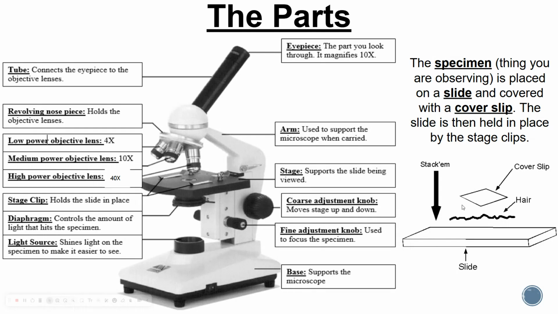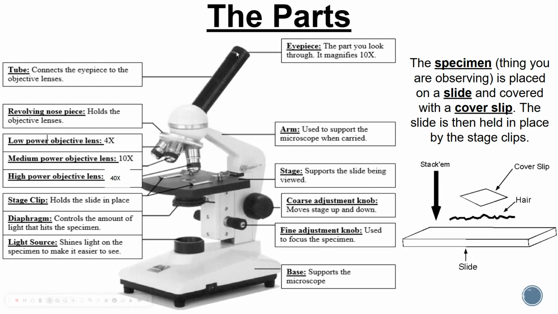So you have your slide, specimen, cover slip, and you would put that on the stage. To make sure the slide stays in place, you would put the slide underneath these stage clips. And these are the stage clips here. And you'd aim to try to get your specimen in this middle area here because that's where the light comes out. Now, your eye would come here.